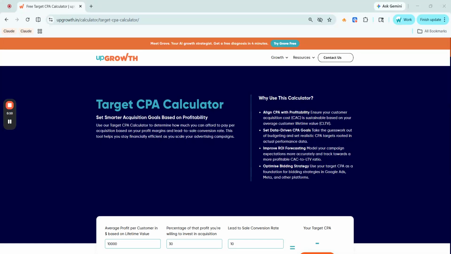When you're running ads on Google or Meta, how do you decide what is the maximum you should pay to acquire one customer? If you're guessing, you're either overspending or leaving growth on the table. So this calculator gives you that exact number based on your profit data.